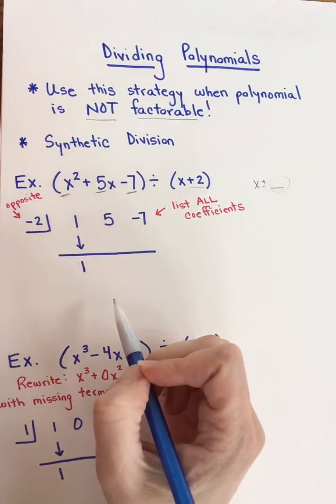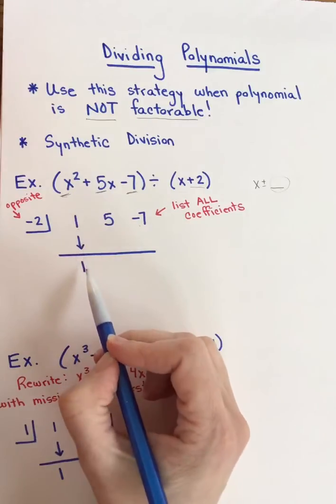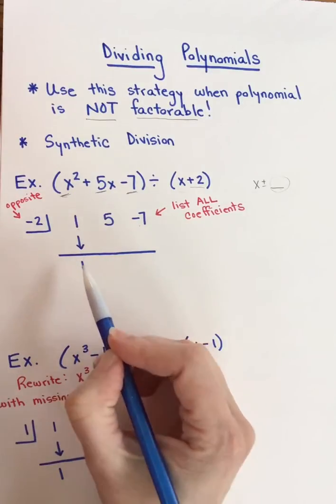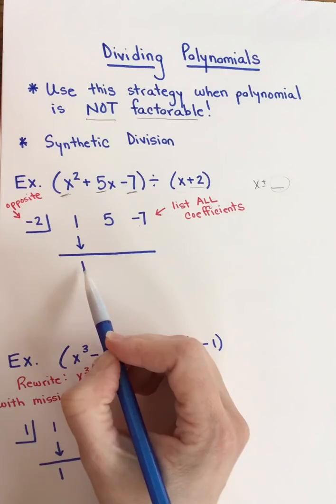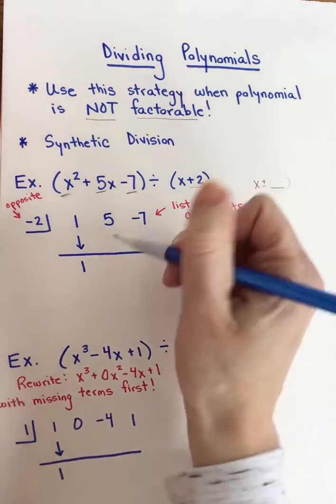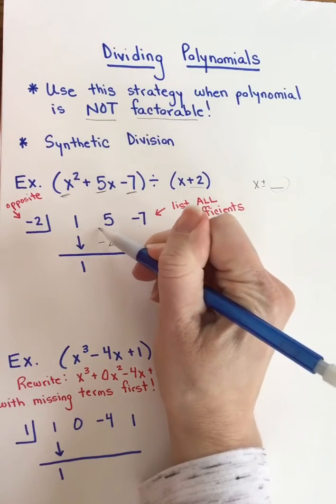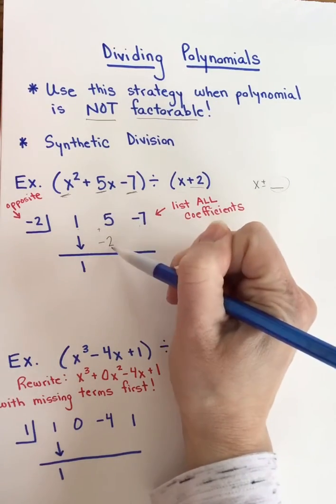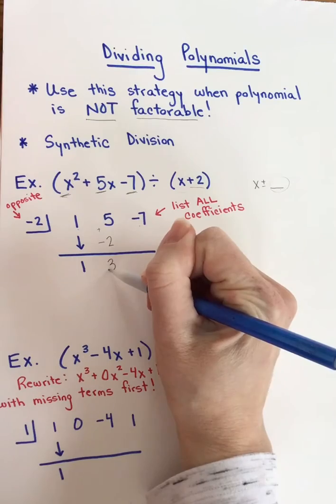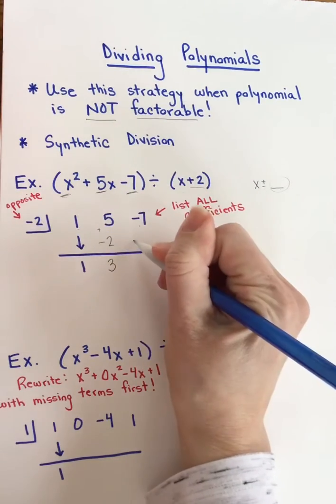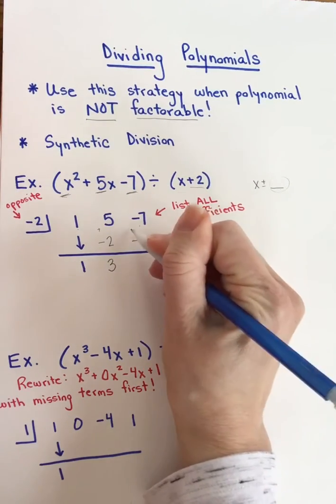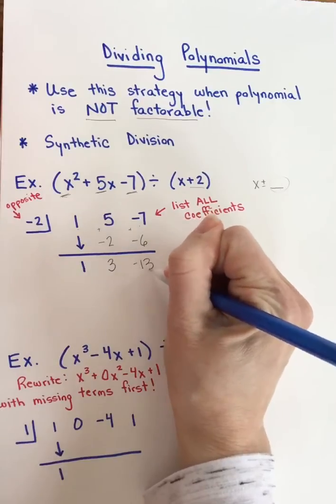In order to get this synthetic division to work, I start the game by bringing down the first number. From here, it's going to be a process of multiplying. So 1 times -2 is -2. And then I add down the column. 5 plus -2 is 3. I multiply by -2 again, and then I add down the column.